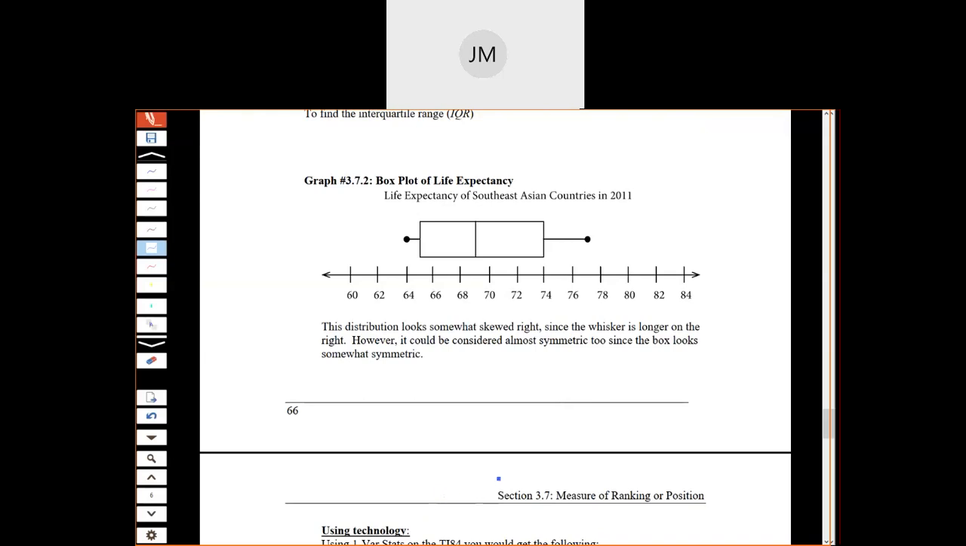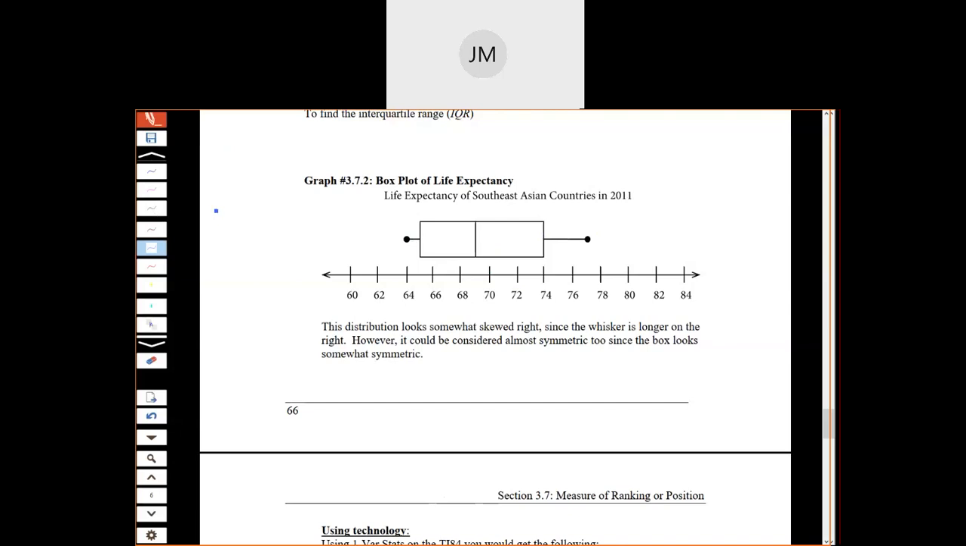So first, if I describe the shape of the data, this one definitely looks like it's skewed right a little bit, okay, but not by very much. So I would say this one is probably almost symmetric because it's not very skewed in either direction, okay. But let's go ahead and compute our fences.